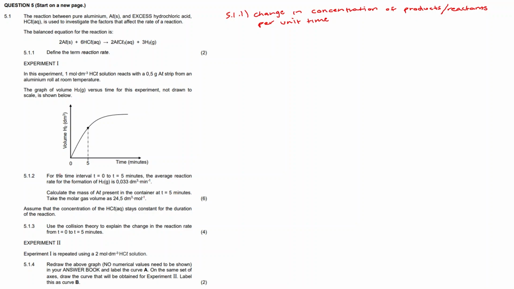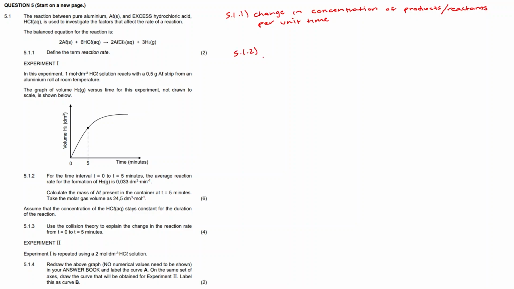Question 5.1.2. For the time interval t is equal to 0 to t is equal to 5 minutes, the average reaction rate for the formation of H2 is 0.033 decimeters cubed per minute. Calculate the mass of Al present in the container at t is equal to 5 minutes. Take the molar gas volume as 24.5 decimeters per mole.